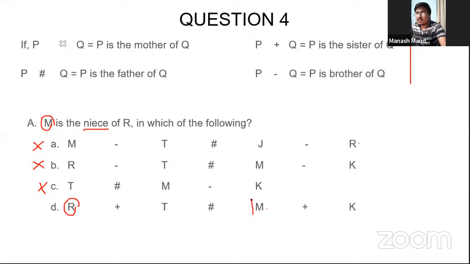Plus K, and K is the sister of Q. So M is the sister of Q. So this is the sister now. So here we know that R is a female, and this can be the niece. These two are brother and sister, and this is T's son. This is T's daughter, and therefore M is the niece of R here. So this is the answer.